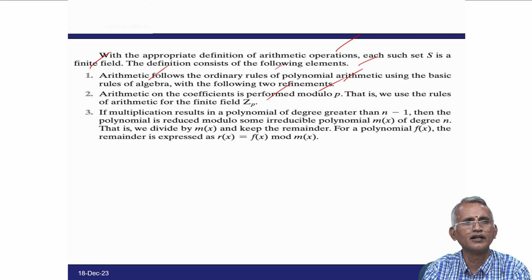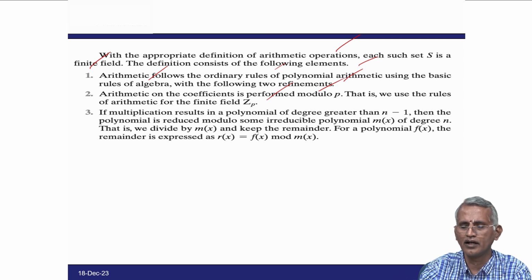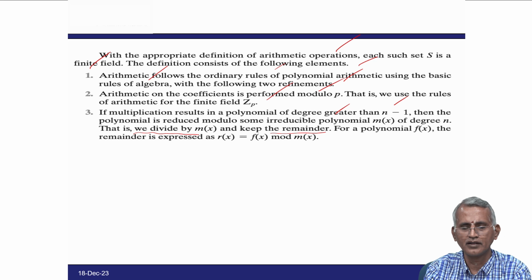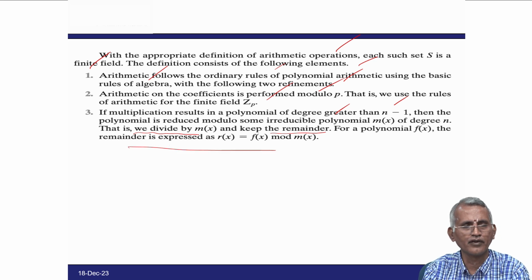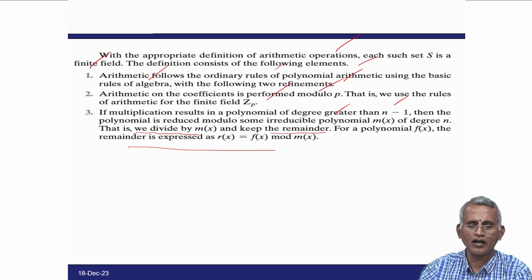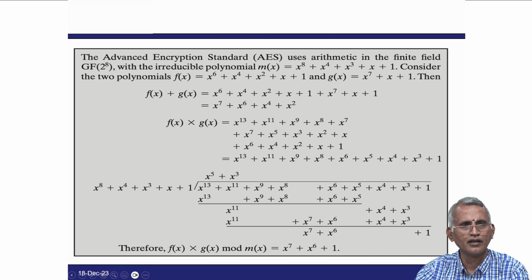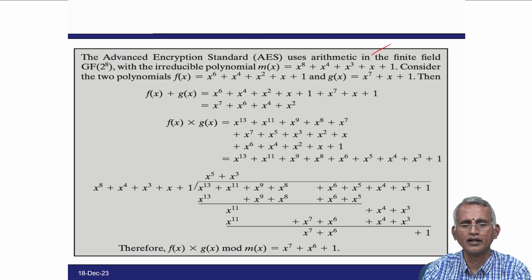If multiplication results in a polynomial of degree greater than n minus 1, then the polynomial is reduced modulo some irreducible polynomial m of x of degree n. So, we divide by m of x and keep the remainder. Therefore, the polynomial f of x can be expressed as r of x equal to f of x under modulo m of x. For example, it is used in the Advanced Encryption Standard, arithmetic in the finite field GF of 2 power 8 with irreducible polynomial m of x.